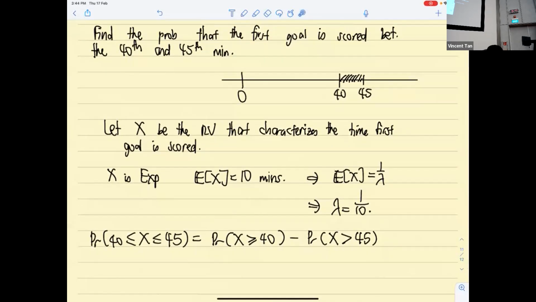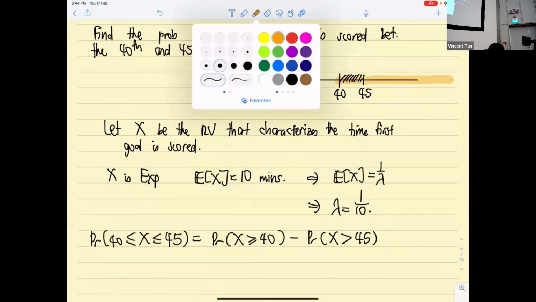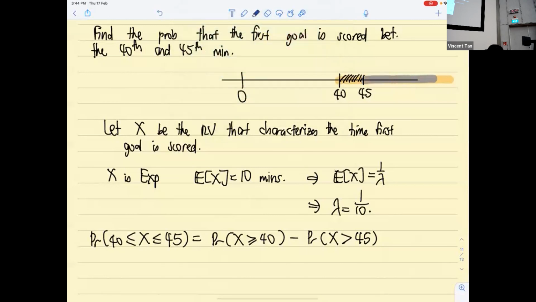So I'm interested in the probability of this interval here. That is the probability of everything from 40 onwards, minus the probability of the arrival being more than 45. Then I recover this interval here. Understand? Now you get it. Perfect. Very good. So we need to figure out these probabilities here.